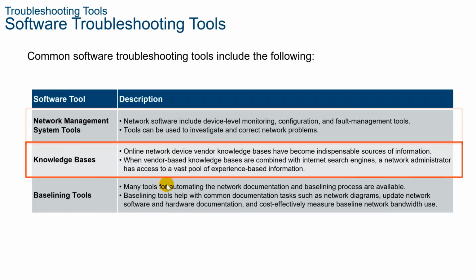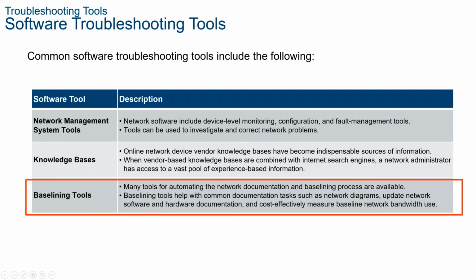Okay? So the next one is knowledge bases. So online network device vendor knowledge bases have become indispensable sources of information. So when vendor-based knowledge bases are combined with internet search engines, a network administrator has access to a vast pool of experience-based information. For example, the Cisco Tools and Resources page can be found at http://www.cisco.com under the support menu. So this page provides tools that can be used for Cisco hardware and software.